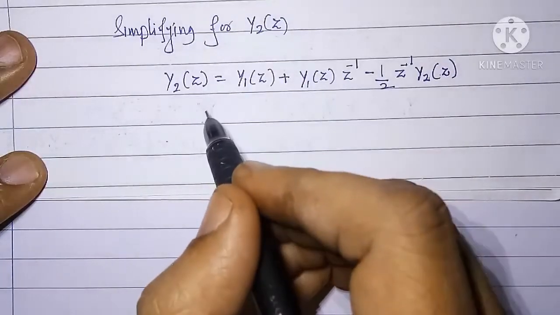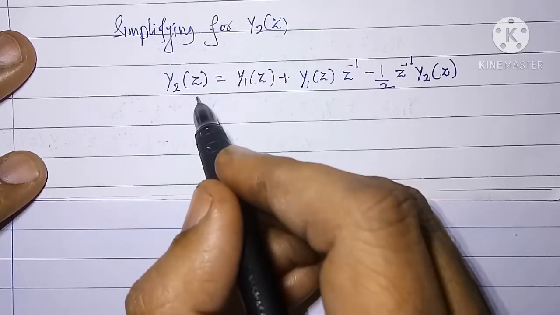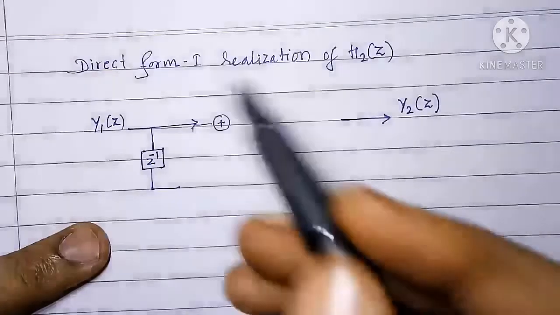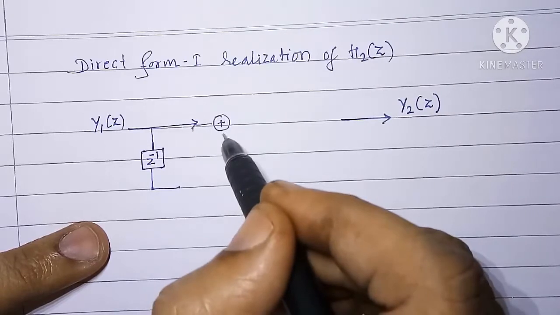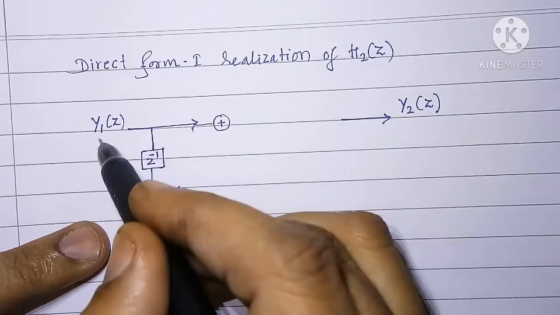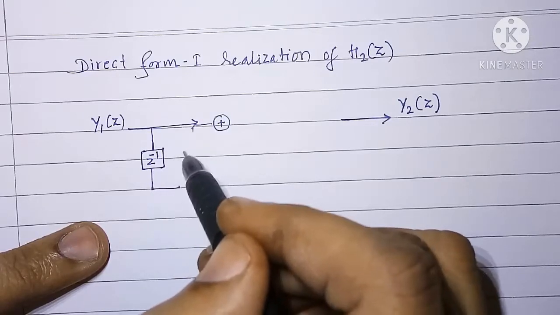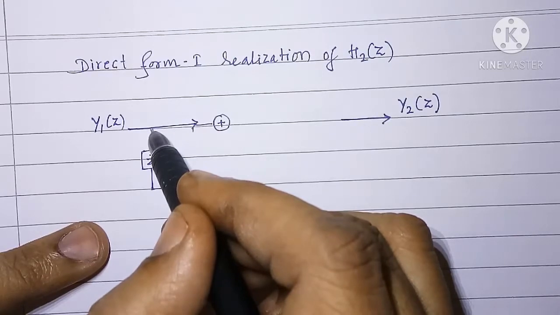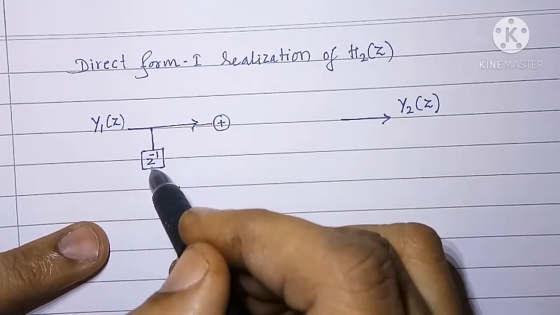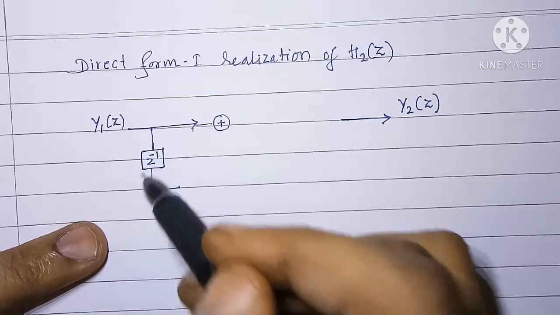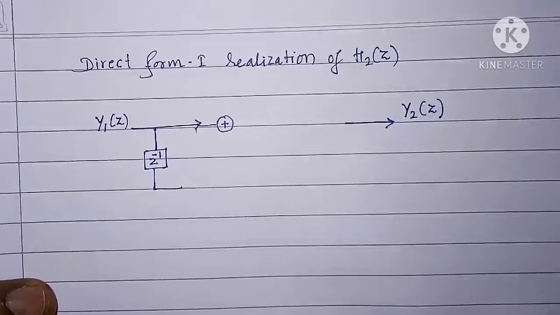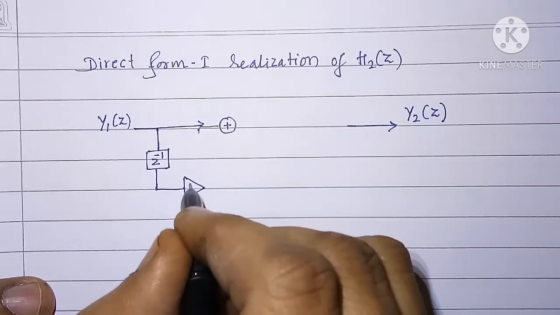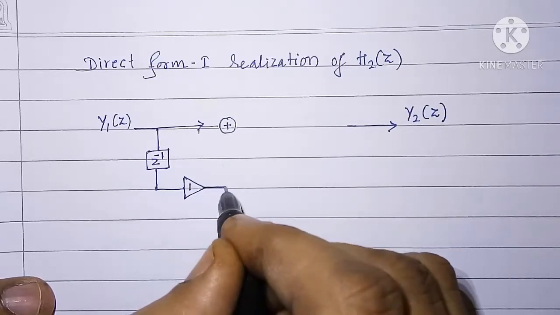Right. Now we will realize this in direct form 1 structure. Show here one adder, because we need to add Y1 of Z and Y1 of Z into Z raised to minus 1, and tap Y1 of Z at this point, and to that tapping you connect a delay box or delay element. Here gain is 1, in the gain box you show 1. Now add these two.